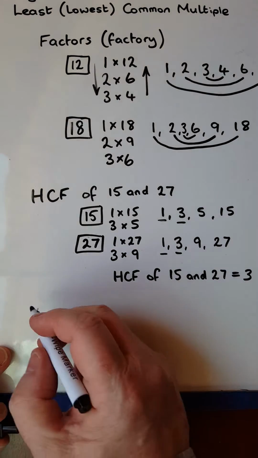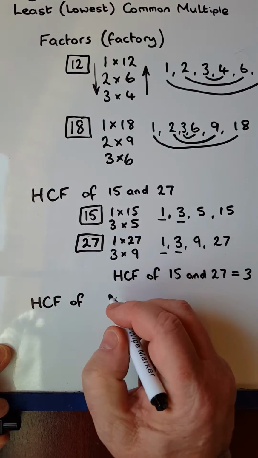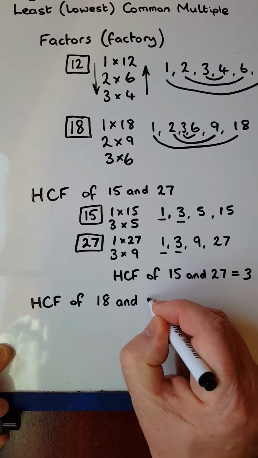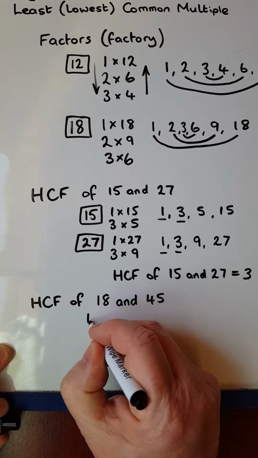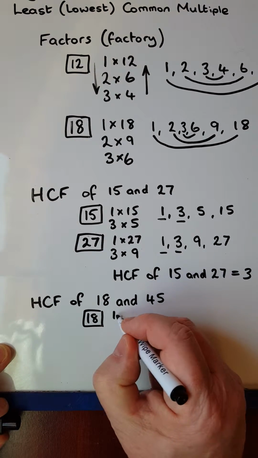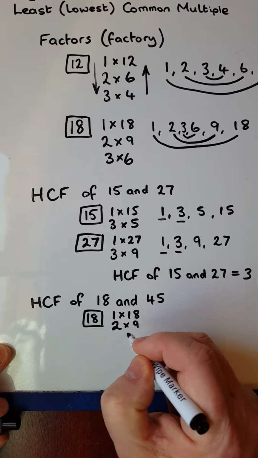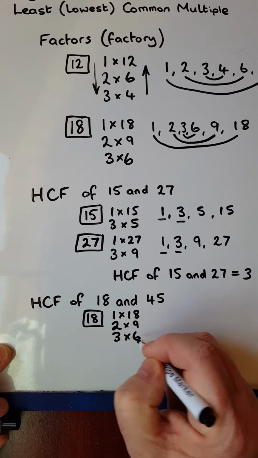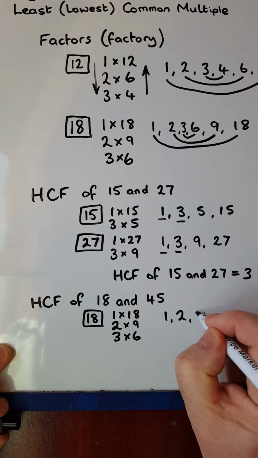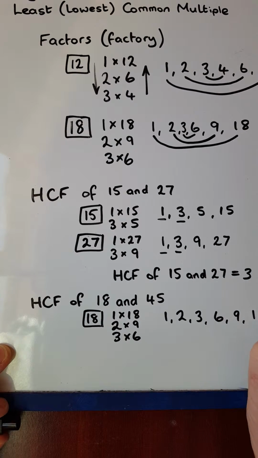And let's do the highest common factor of, what should we do, 18 and 45. So 18, well, we did that earlier actually, didn't we? It's up the page. But I'll do it again. 1 times 18, 2 times 9, 3 times 6, then it's 6 times 3. So the list is 1, 2, 3, 6, 9, 18.